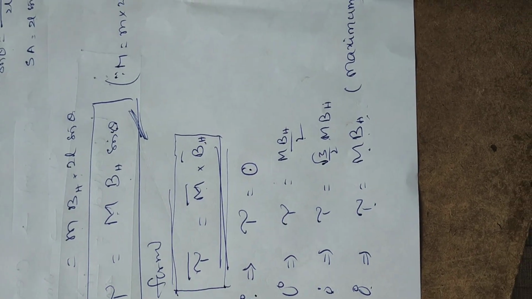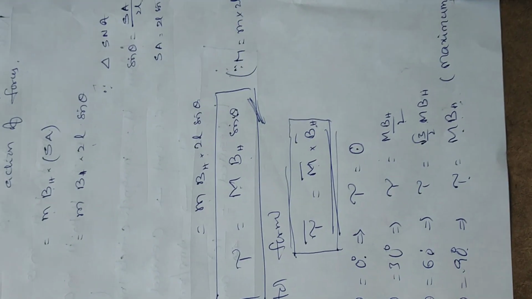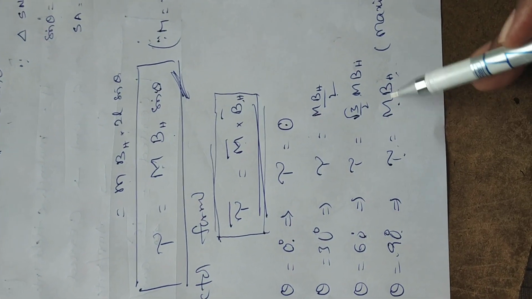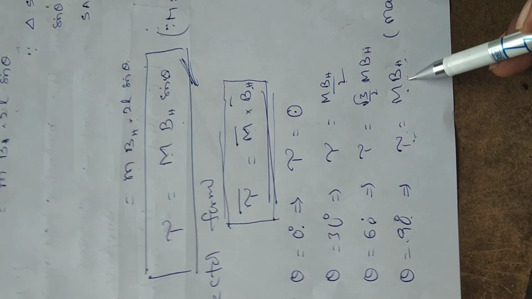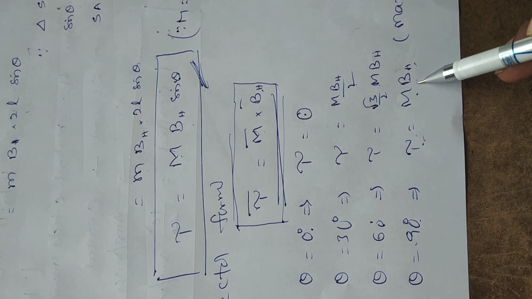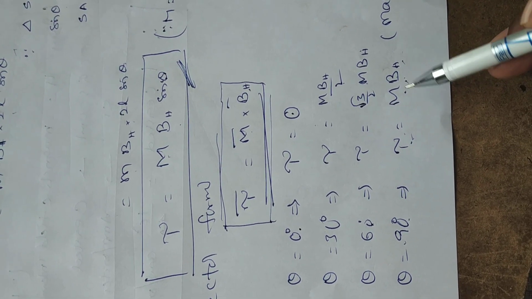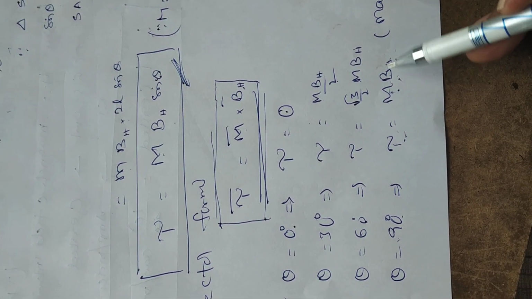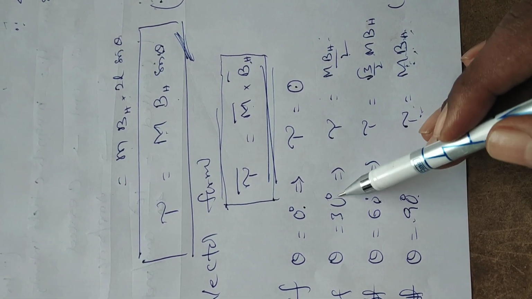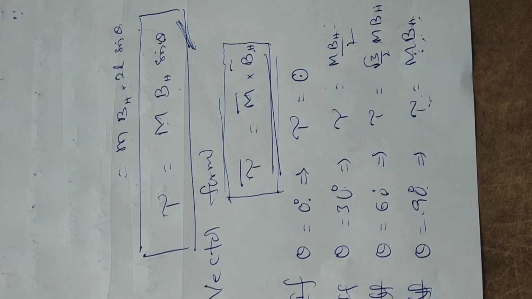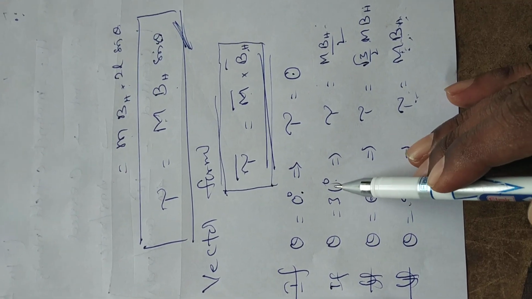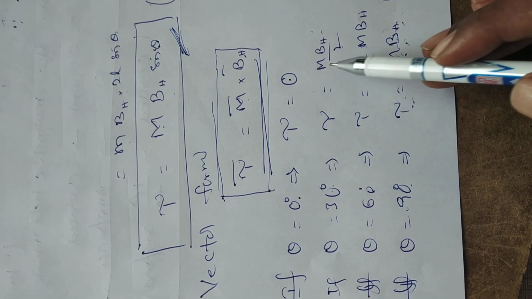That means if a magnetic dipole is suspended perpendicular to the field, it experiences a maximum torque. At what angle does the dipole experience half the maximum couple? MBH is the maximum couple. Half the maximum couple is MBH by 2. At what angle? Theta equal to 30 degrees. So if the magnet makes an angle theta equal to 30 degrees, the dipole experiences half the maximum torque.